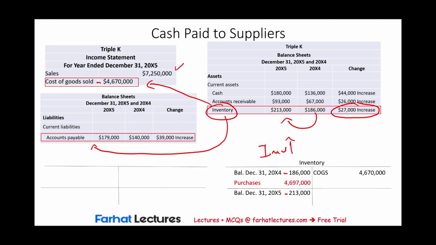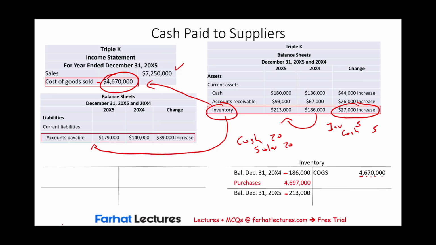But let's reconstruct specifically inventory. So the beginning is 186, the ending is 213. We know from the income statement, we booked 4,670,000 worth of cost of goods sold. Remember, here's how inventory works. When you purchase inventory, you debit inventory for $5 and you credit cash. Let's assume you paid in cash $5. Then when you sell this inventory, let's assume you sold it for, I don't know, $20 in cash to keep it simple. You debit cash 20, credit sales 20.